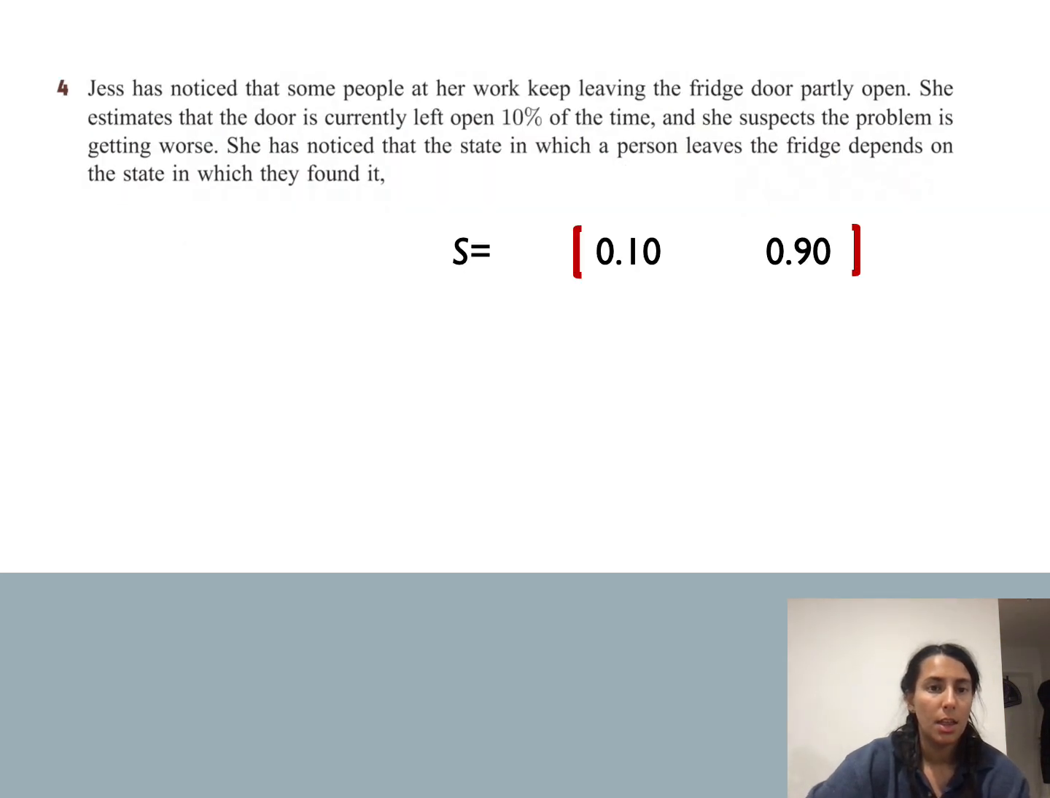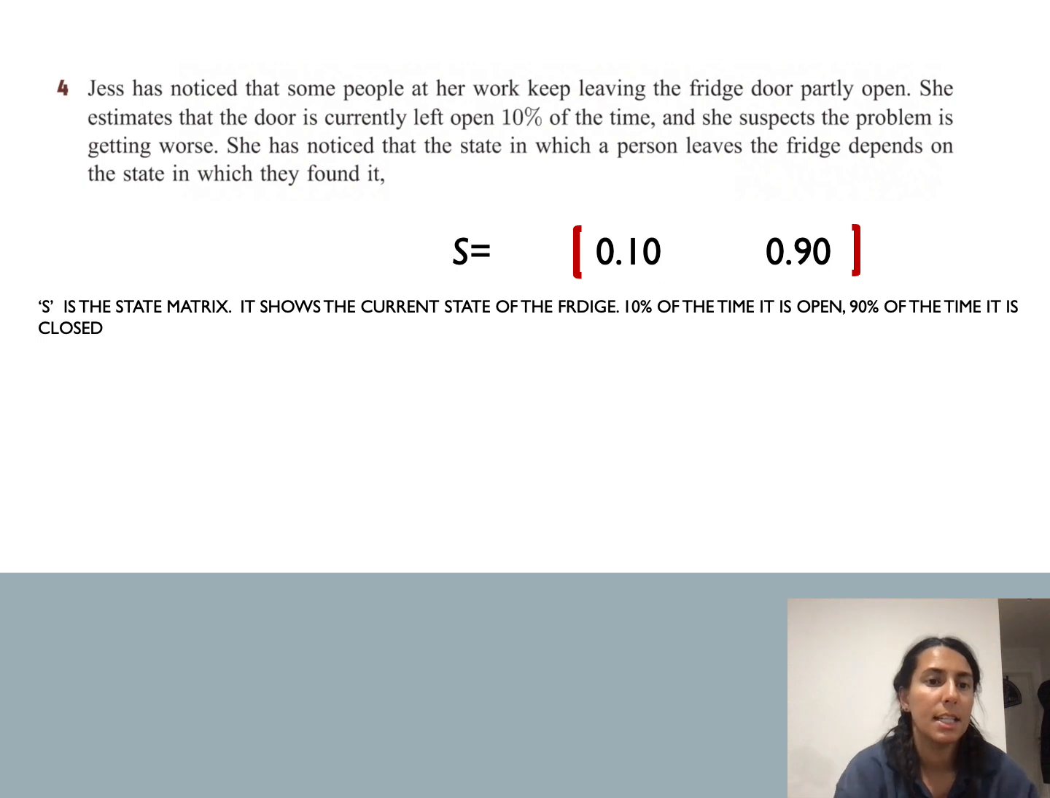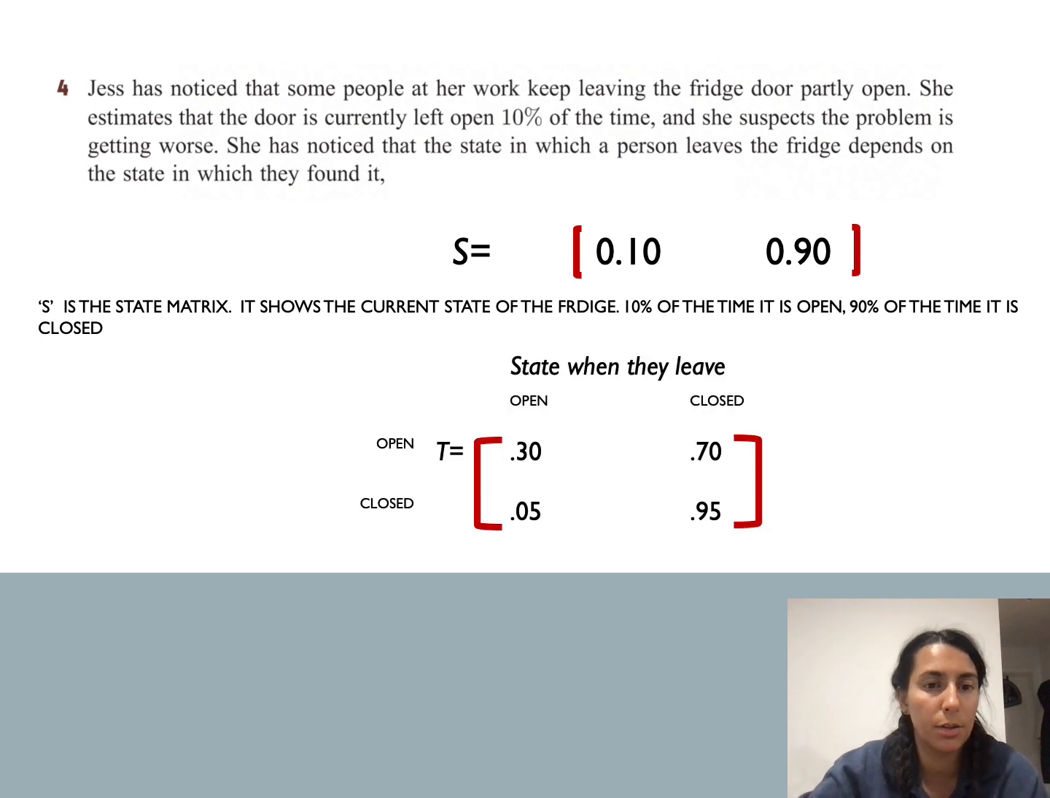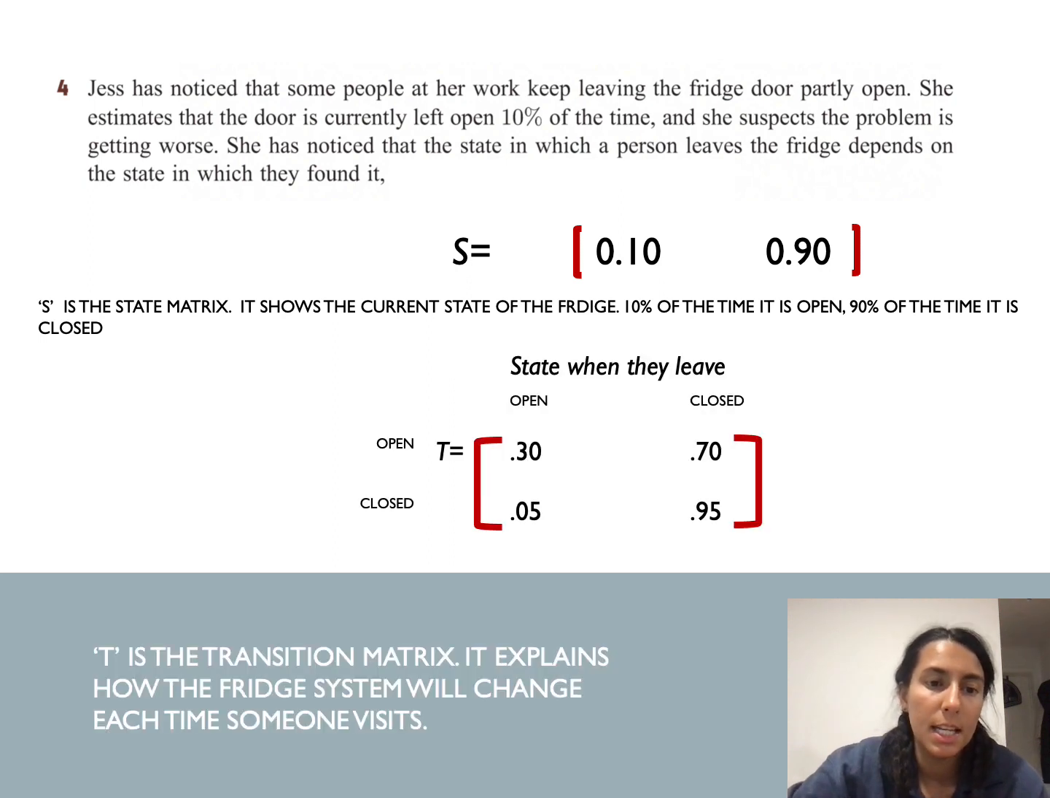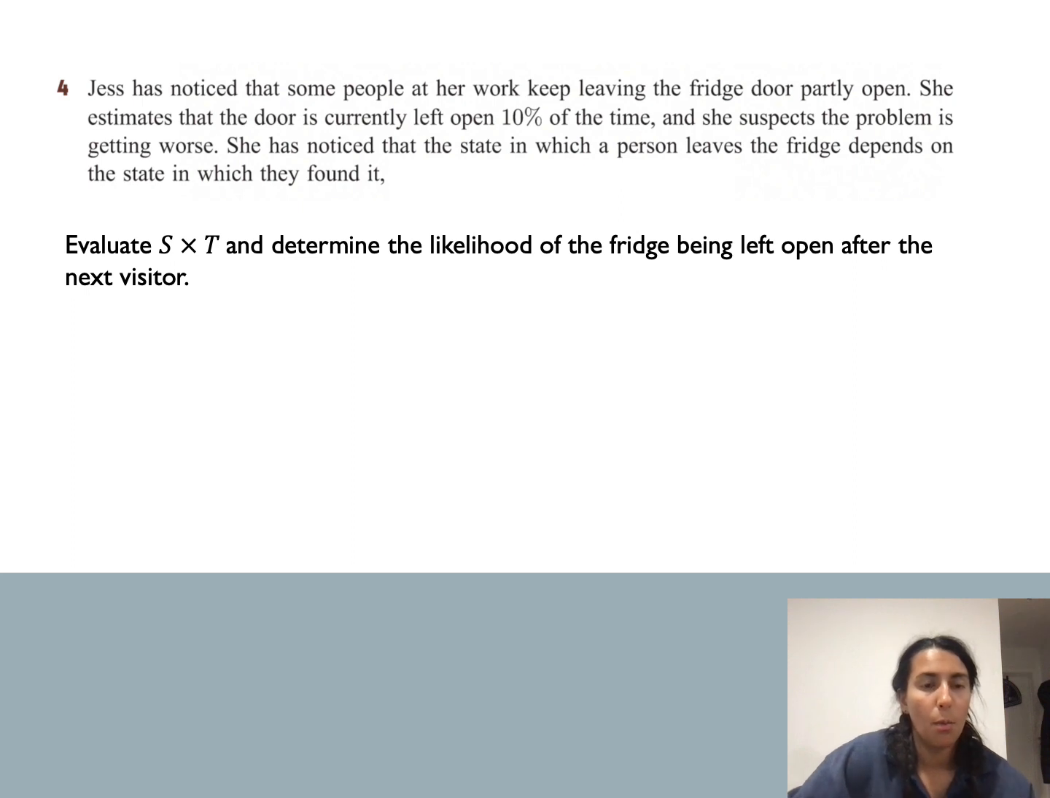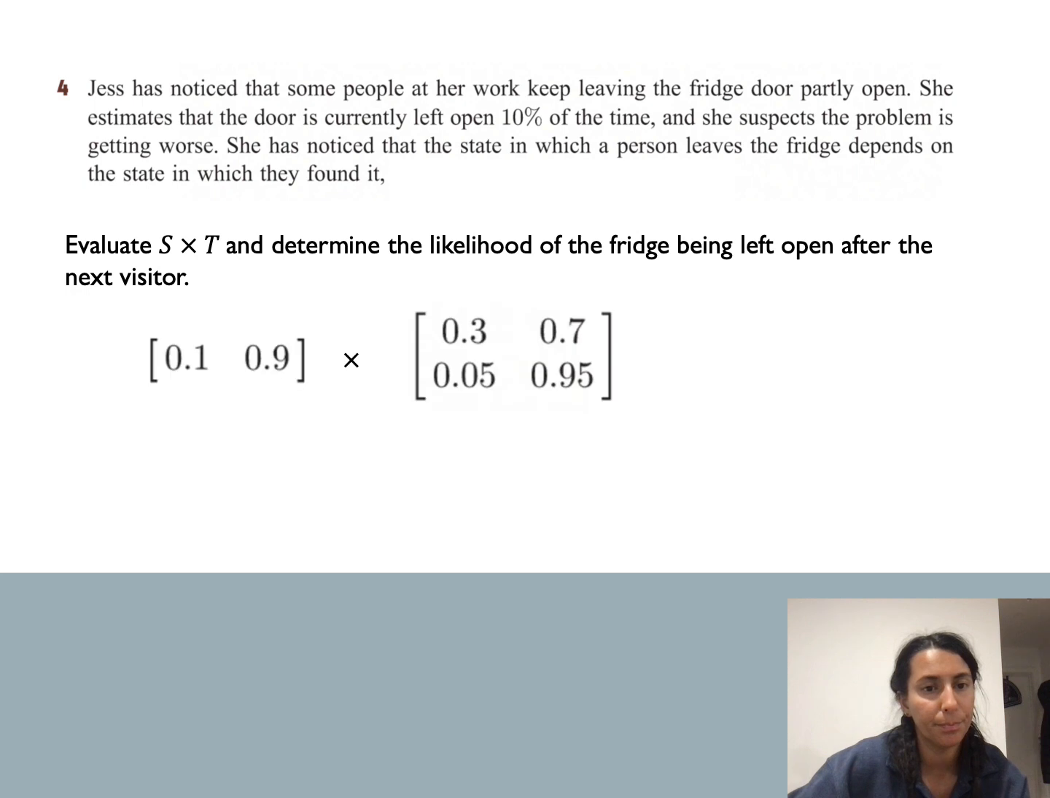So S is the state matrix. It shows the current state of the fridge: 10% of the time it's open, 90% of the time it's closed. T is the transition matrix. It explains how the fridge system will change each time someone visits. Alright, what we want to do now is evaluate S times T and determine the likelihood of the fridge being left open after the next visitor.